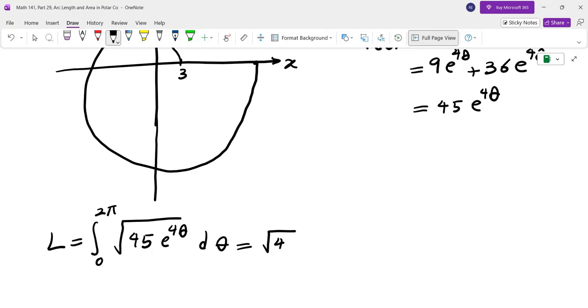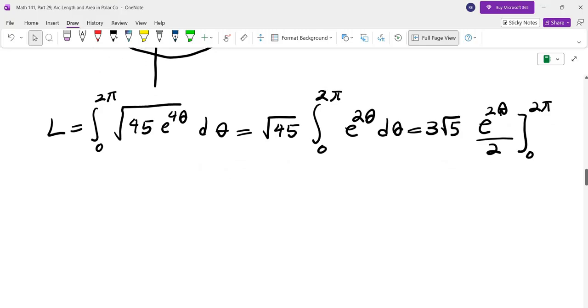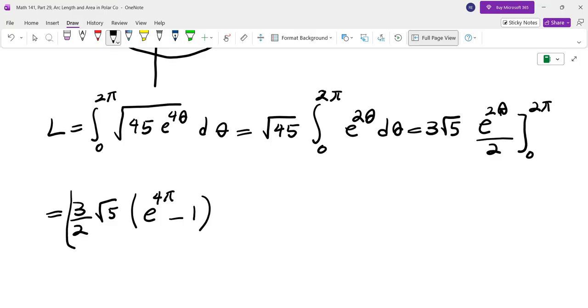Square root of 45 comes out and we get integral from 0 to 2 pi e to the 2 theta d theta. Square root of 45 is 3 root 5. Integral of e to the 2 theta is e to the 2 theta over 2, and then from 0 to 2 pi. And finally, we have to plug in the values. So 3 over 2 root 5 multiplied by e to the 4 pi minus e to the 0, which is 1. So that would be the answer to the problem.